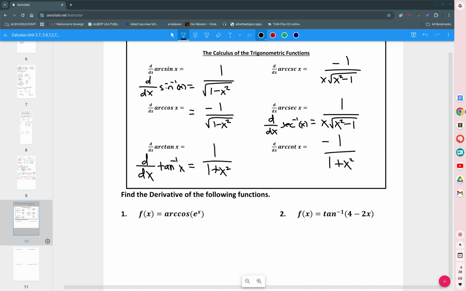Are we gonna have to know this for the derivative? Amen, brother. Amen. Amen. Okay.